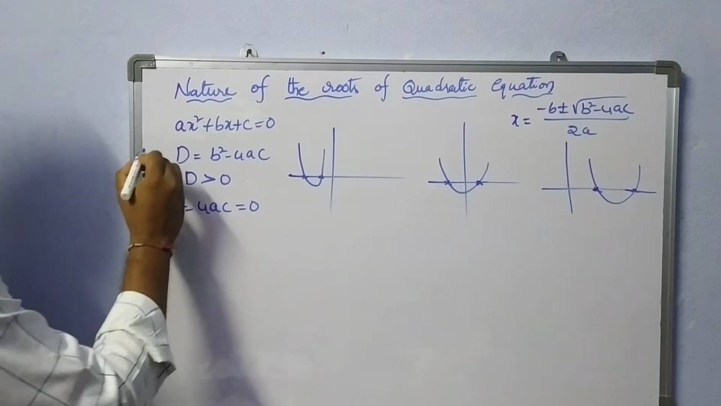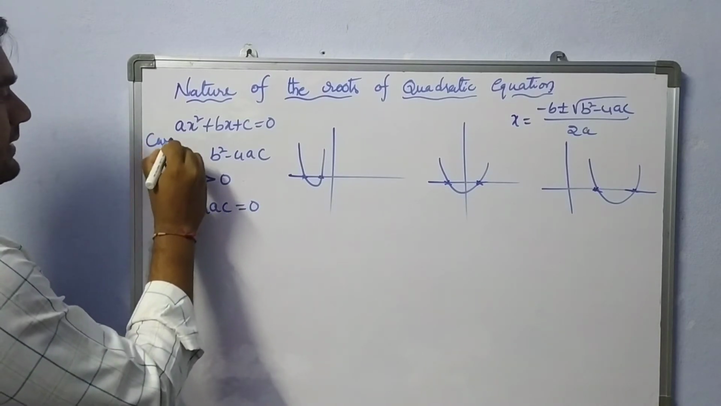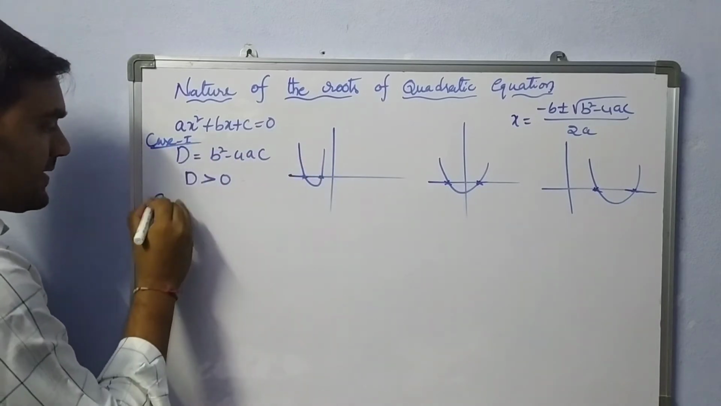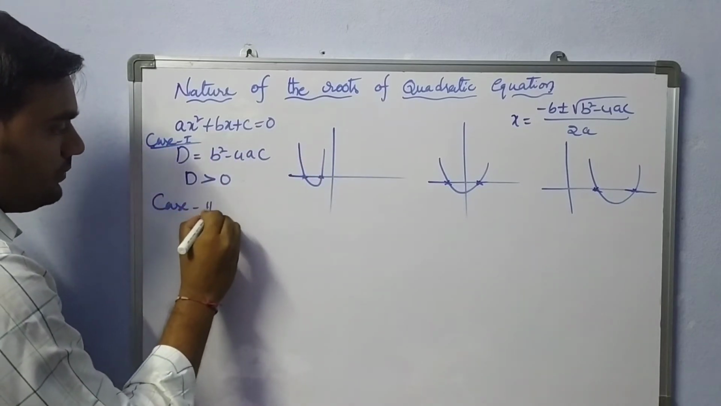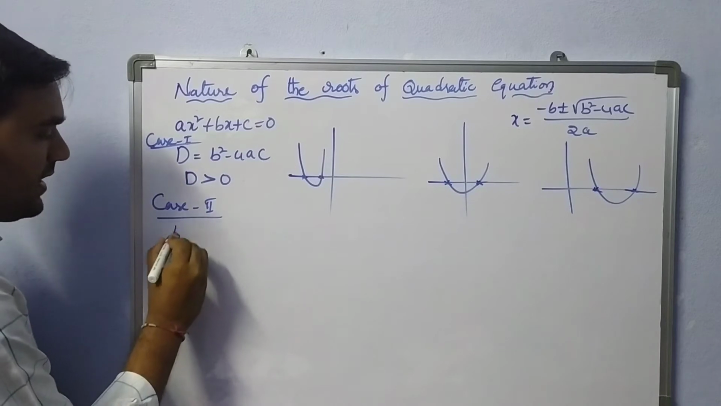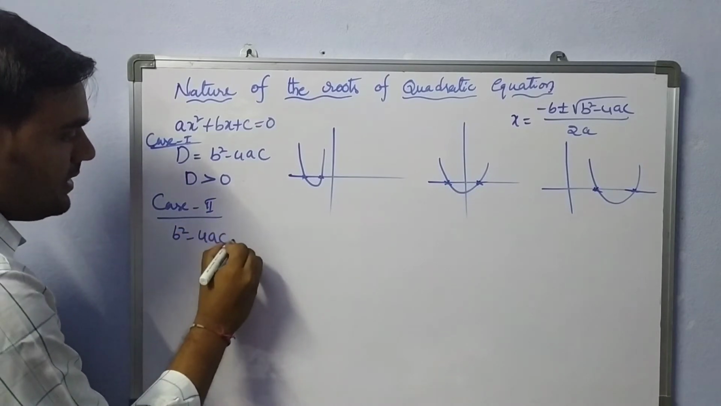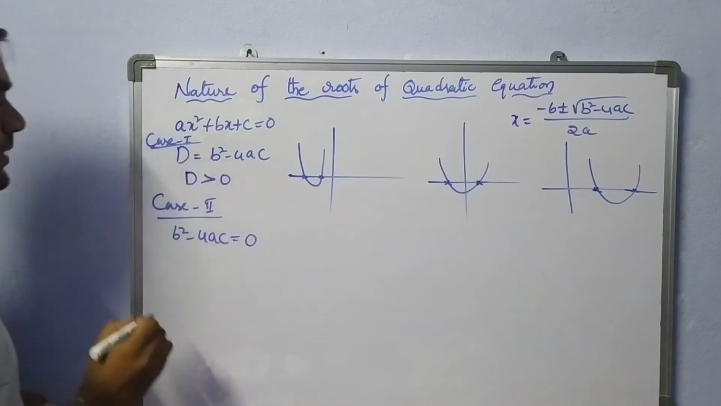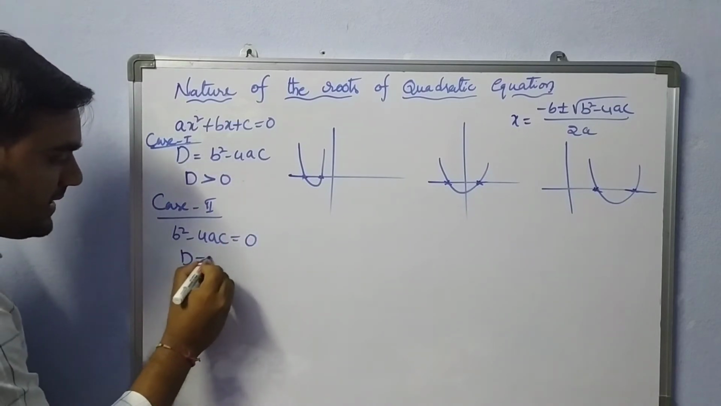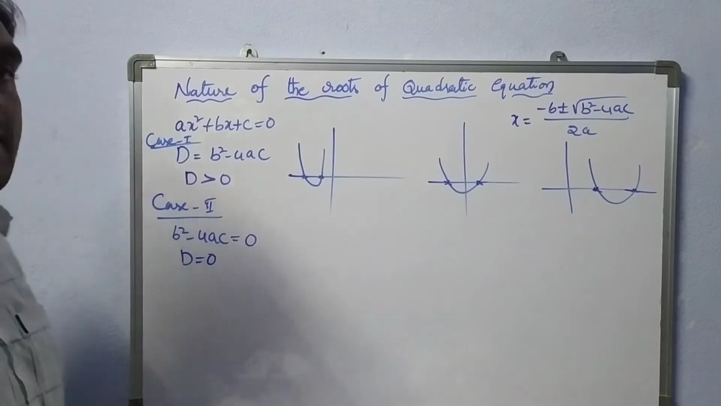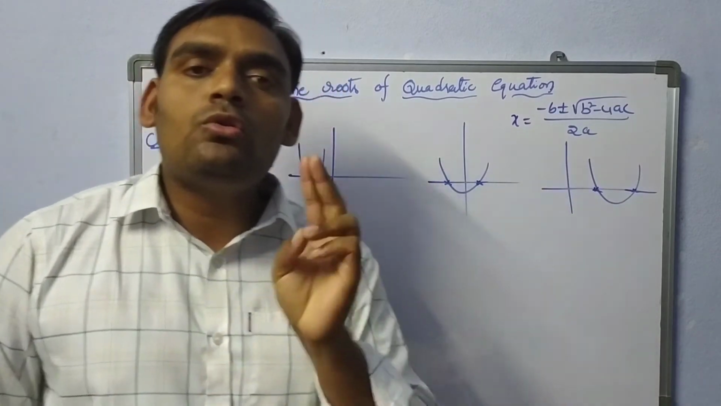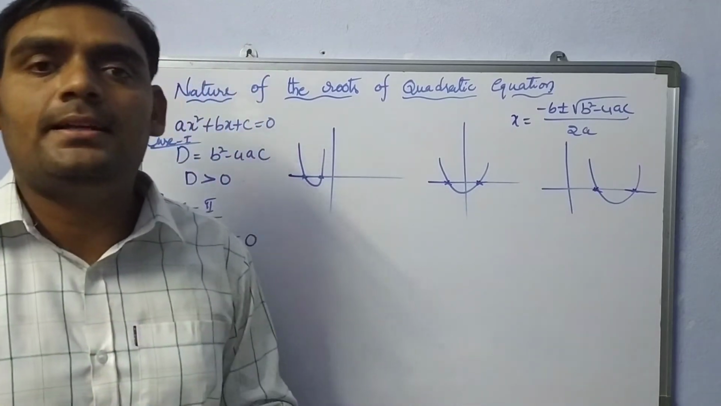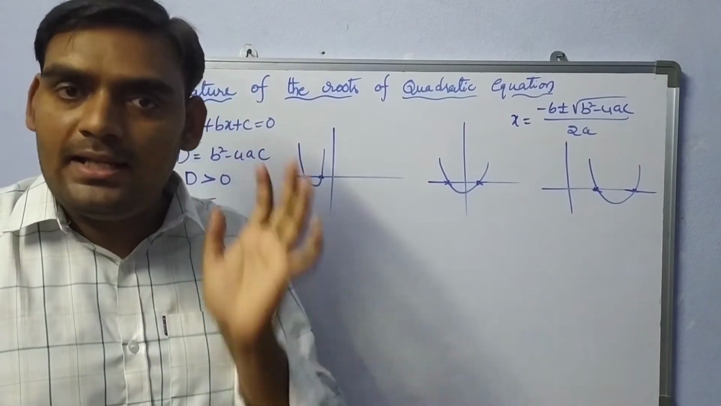We will take this as case 1. Next, take case 2. In that, b square minus 4ac is equal to 0, so here we can write D is equal to 0. At that time, we will get two roots that are real and also equal. So simply we can say that roots are real and equal.